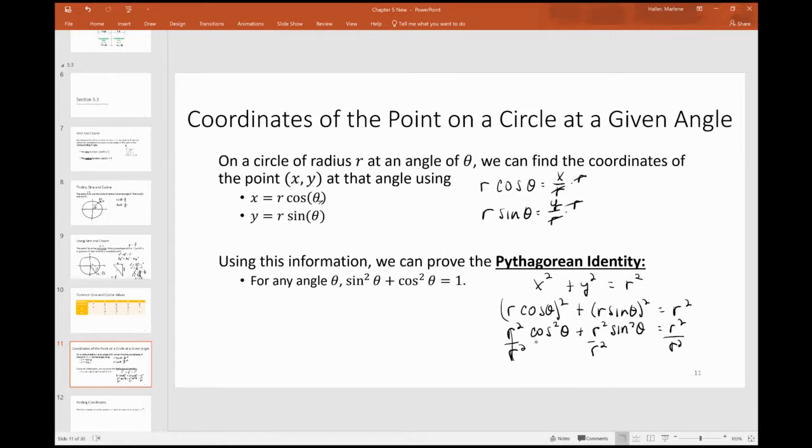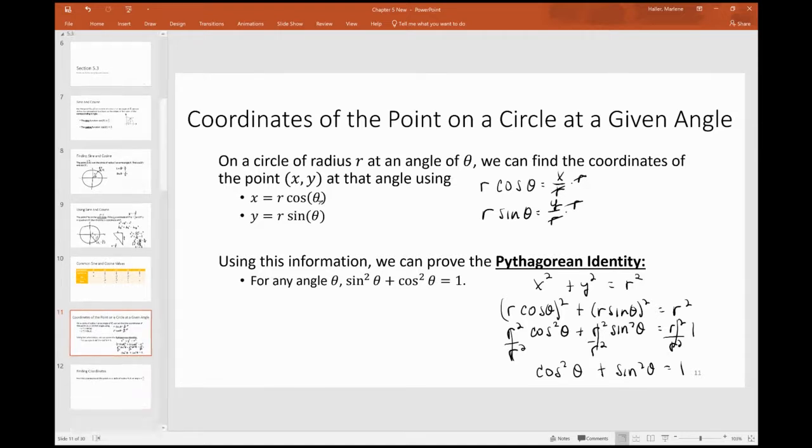It's the cosine. All these r squareds, they divide out. Of course, r squared divided by r squared is 1, right? So the cosine squared of theta plus the sine squared of theta is equal to 1. All right, we will use this identity quite a bit in this course. It's very useful when you know the value of the cosine and you want to find the value of the sine, or if you know the value of the sine and you want to find the cosine.